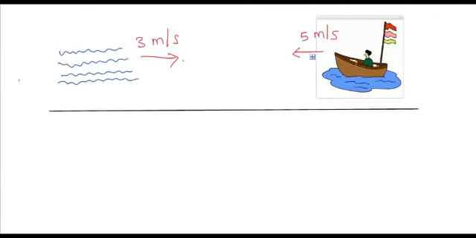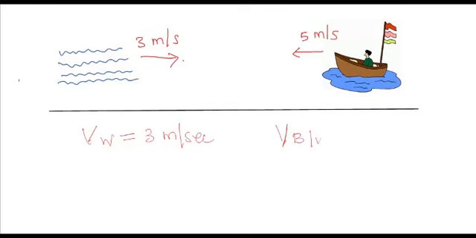Here the boat is moving 5 meter per second. This information we can represent. Let's take VW as the velocity of the water, that is 3 meter per second, and let VB be the velocity of the boat with respect to the water. It's not the true velocity given. It is in the water, the speed is 5 meter per second.